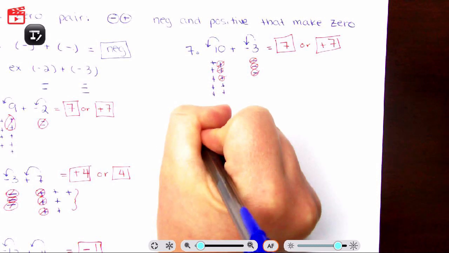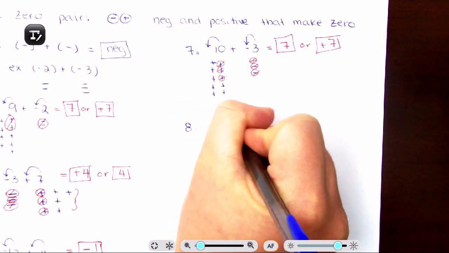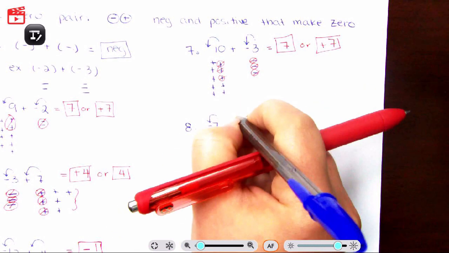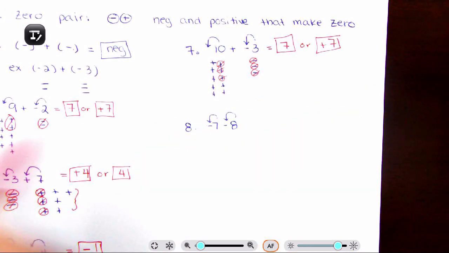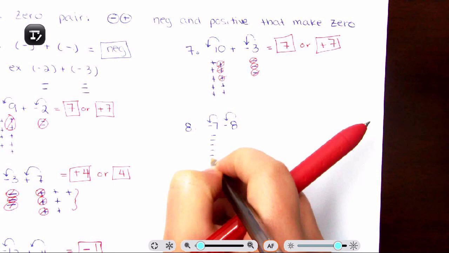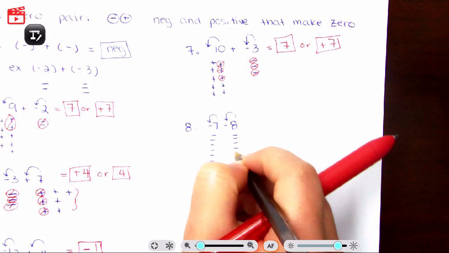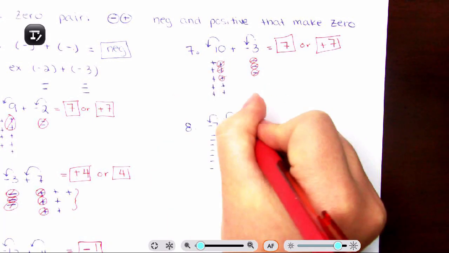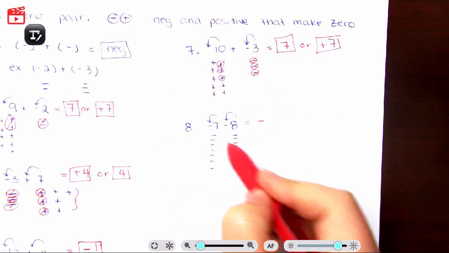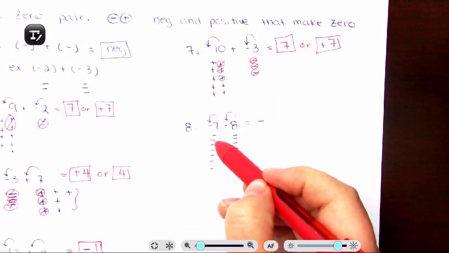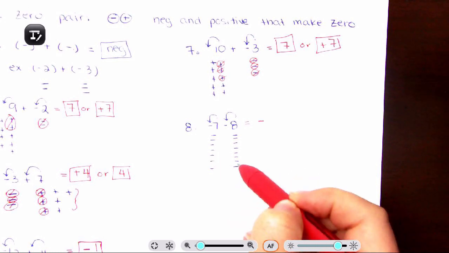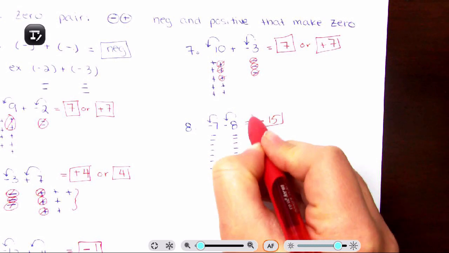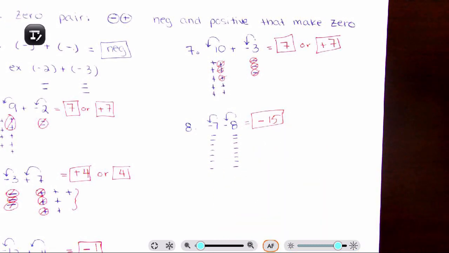Number 8 says negative 7 minus 8. Again, what do we have? 7 minuses, 8 minuses. 1, 2, 3, 4, 5, 6, 7. 1, 2, 3, 4, 5, 6, 7, 8. Again, I have no pluses here, so that means my answer is going to be minus. Minus what? How many minuses total do I have? I have 15 minuses total. So you get an answer of negative 15.